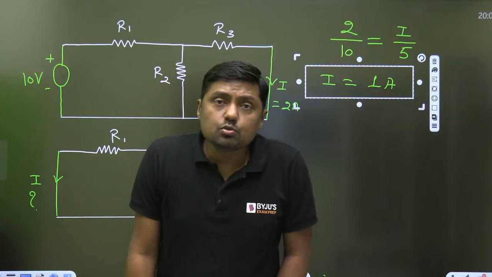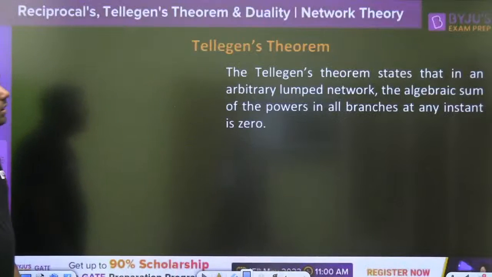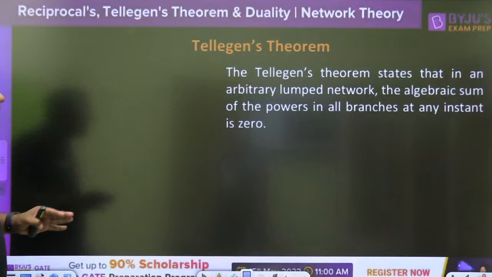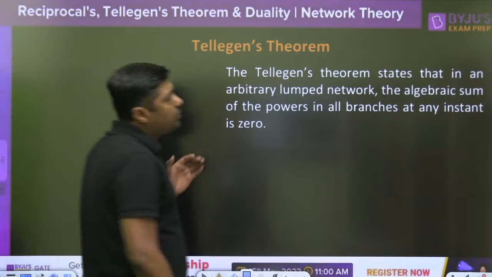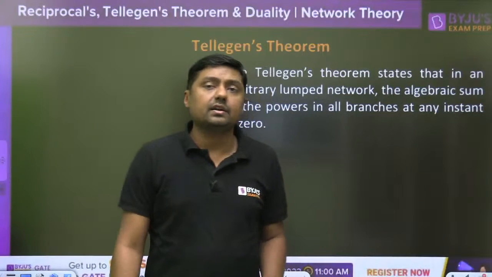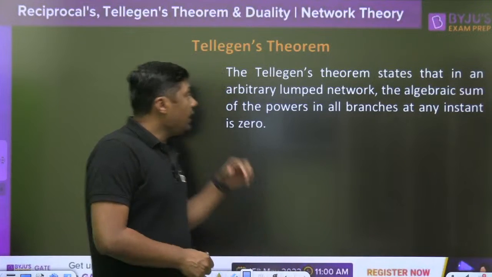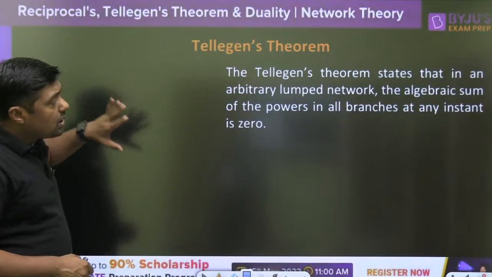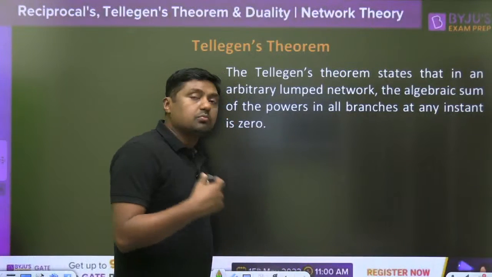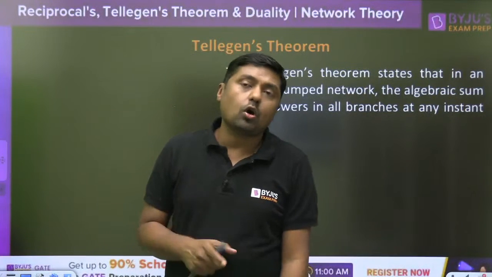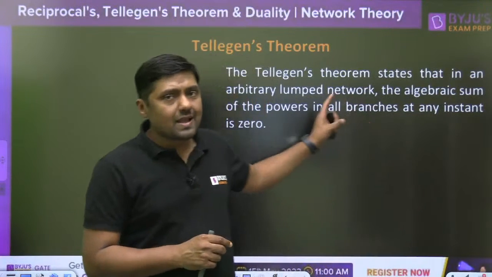Now the second theorem is what? Tellegen's theorem. So what is Tellegen's theorem? Tellegen's theorem states that in any arbitrary lumped network, the algebraic sum of the powers in all the branches at any instant is what? 0. Yes, Niranjan, your answer is correct. In any arbitrary lumped network, whether it is bilateral, linear, non-linear or unilateral, that theorem is applicable.